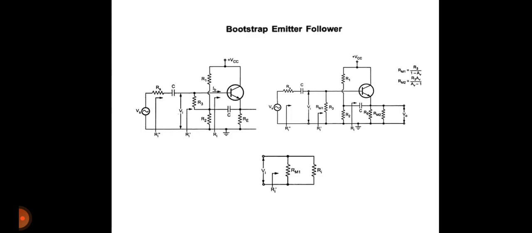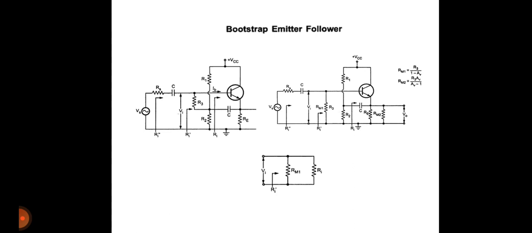Next, second technique is bootstrap emitter follower. This is another technique to improve the input impedance of a single stage CC amplifier. So here you can observe C is connected in between the emitter terminal and the junction of R1, R3 and R2 resistors. Okay, since C is in between, you have to follow the steps.